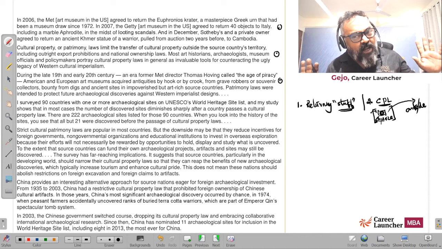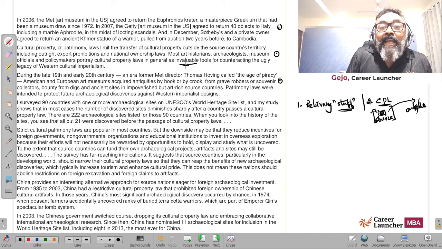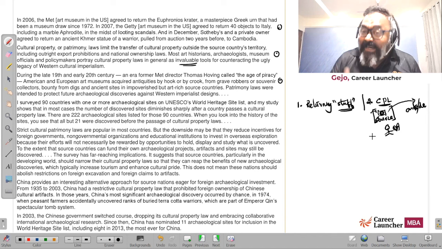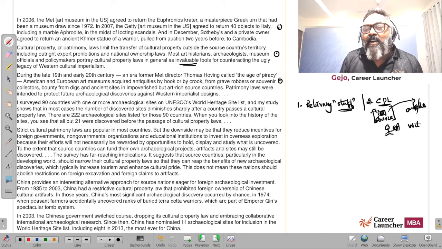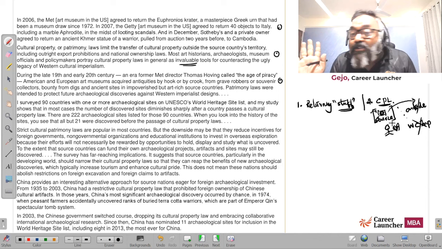And it's also saying that some people like it. There are people who are going to say that they love this particular thing. Why do they like it? Because it's counteracting the ugly Western cultural imperialism. So this whole idea is counteracting that. So nice, so far, so good.